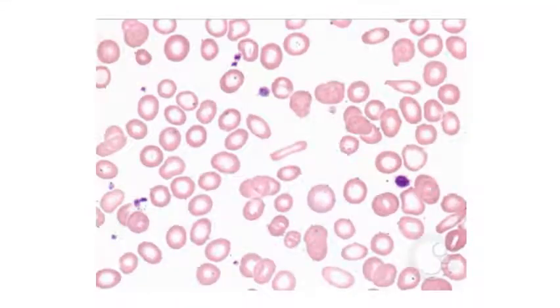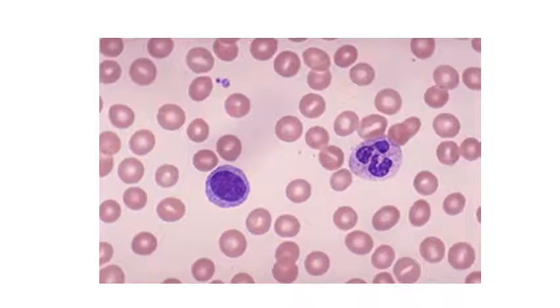What about here? Notice that some of the cells have a normal zone of central pallor and some of them have an enlarged zone of central pallor. So this again is kind of a judgment call that would call for an expert, a hematologist, somebody who looks at blood for a living. But I think this is probably iron deficiency anemia. What about this?